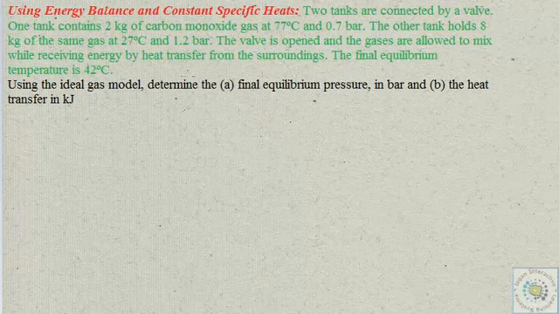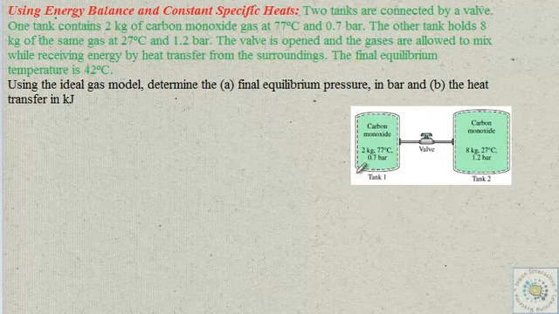The final equilibrium temperature is at 42 degrees Celsius. So we are being asked here to calculate the final equilibrium pressure and the heat transfer in kilojoules. So let me put here the sketch first so that we'll have a better understanding of the problem. Okay, we have here the two tanks, the one containing 2 kilograms, so tank 1 at 0.7 bar, the other one 1.2 bar at 8 kilograms, containing 8 kilograms of carbon monoxide at 27.